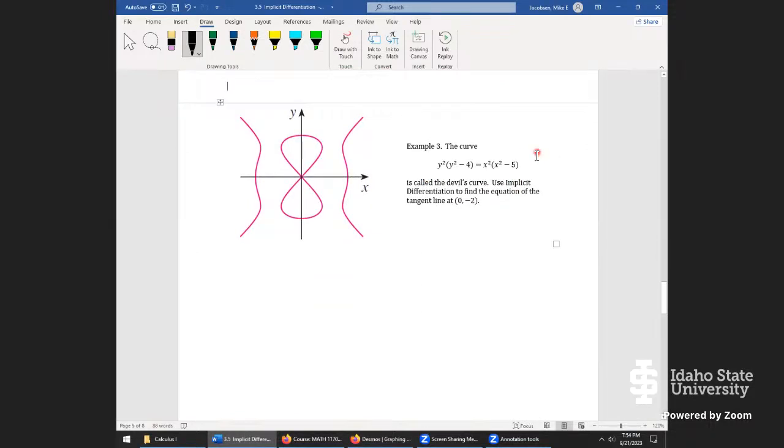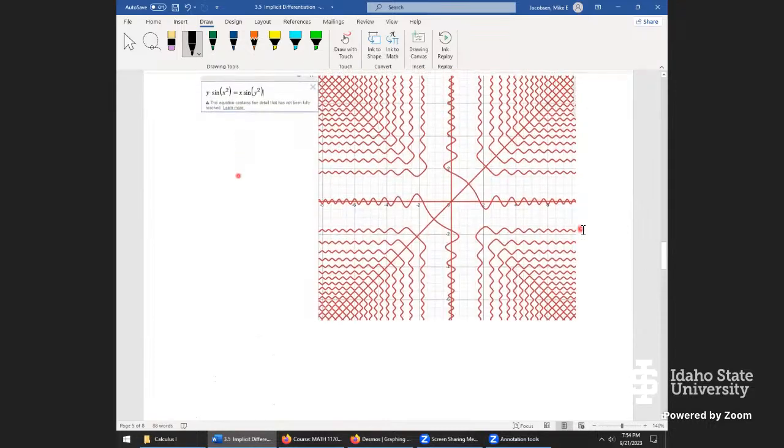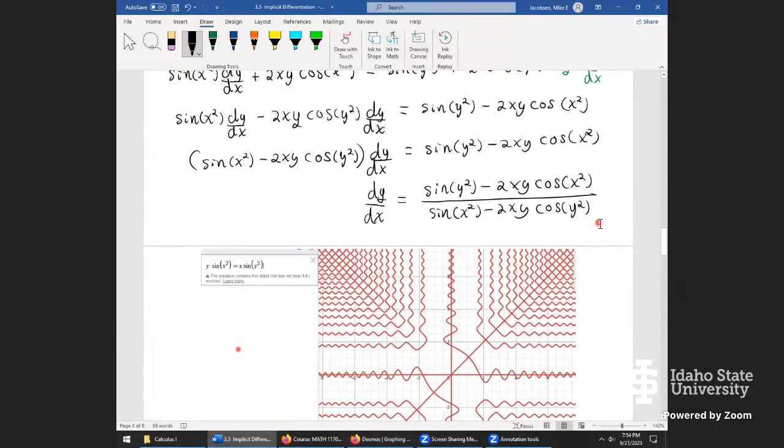I would give you a curve, something not crazy. This is not too bad. And I'd ask you to find, say, this time it's the equation of the tangent line at a specific point. This one's pretty similar to a homework question, so I think this is a good one to end on. But any questions first on what we did up here?